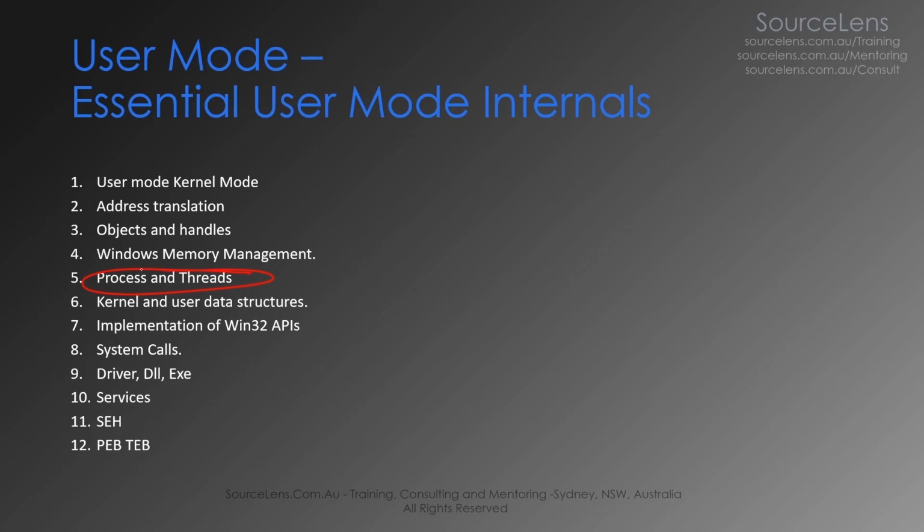Next is process and thread. So let's discuss process. We have seen the address space of one particular application. We have discussed that address space is common only for that application. So when the application changes, the address space changes. How does that happen? Let's see that.